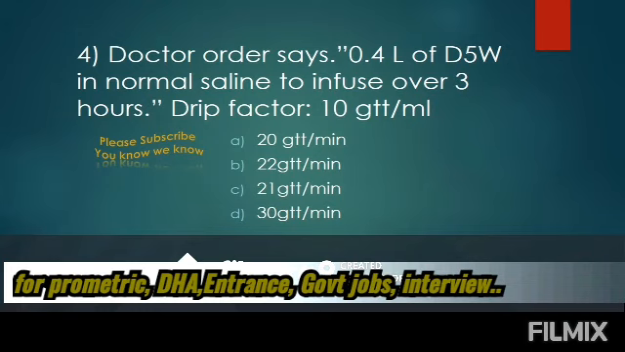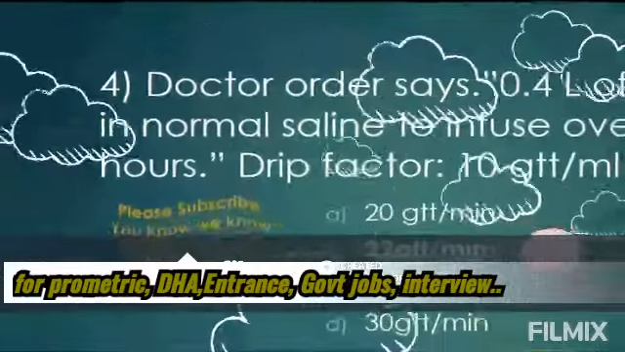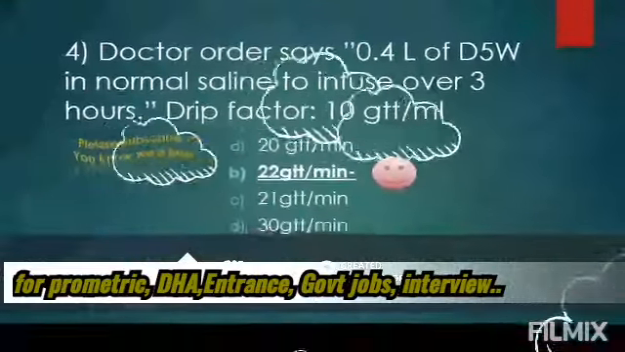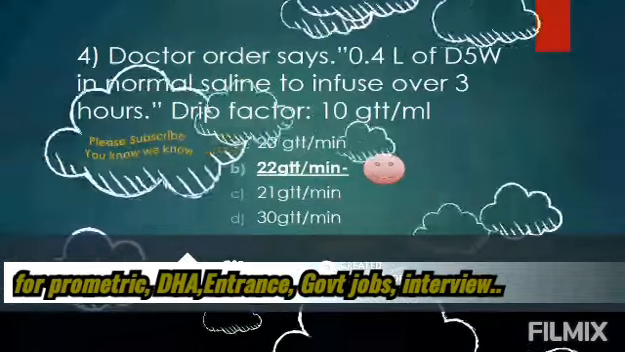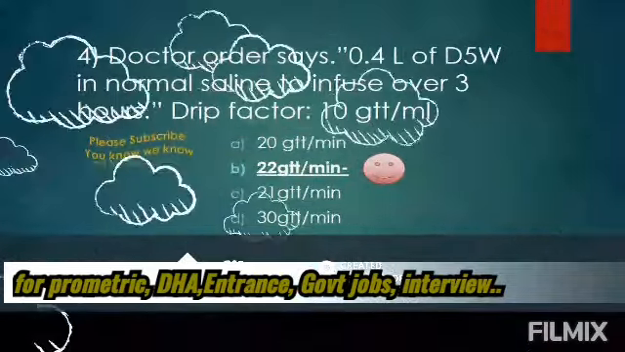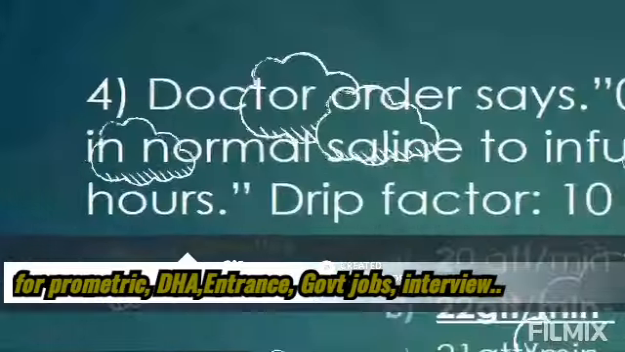So what's the answer? You have got it. A, B, C, D: 20 GTT, 22 GTT, 21 GTT or 30 GTT. So let's see. Boom! So here is the correct answer, 22 GTT per minute. Okay, hopefully you have got the correct answer. If you have got the correct answer, please let me know in the comment box.